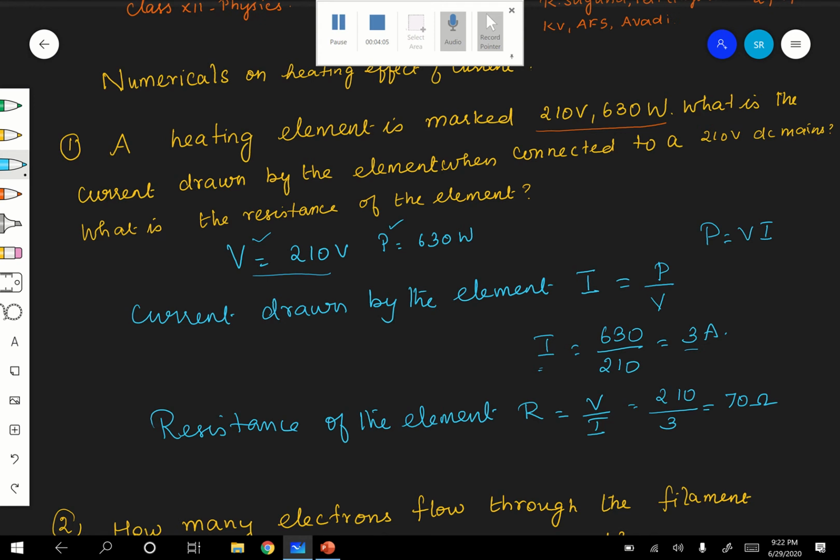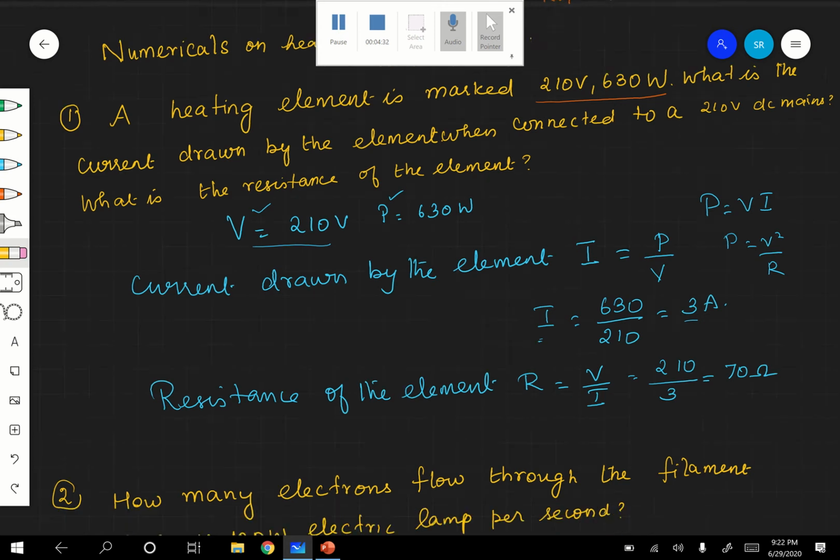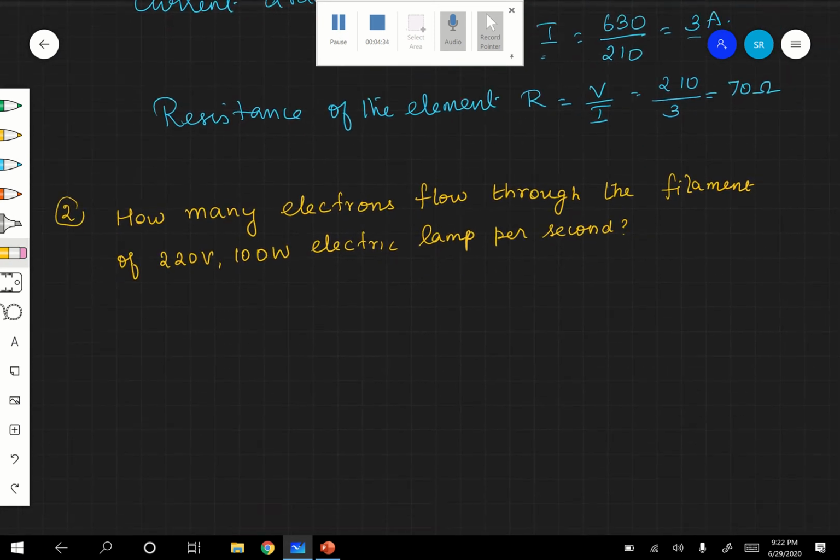Same thing you can even find from P and V also. You can check. P is equal to V squared by R. From this, R is equal to V squared by P. So from that also you will get the same result. Okay, so this is the first problem, a simple one, direct substitution. Right, next one.